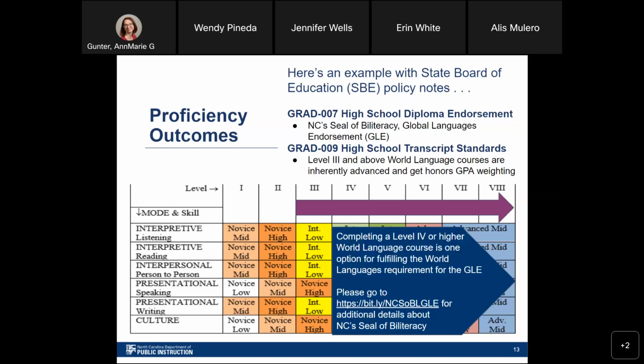And then, as I mentioned earlier on the bridging documents, the state seal of biliteracy, when a student completes a level 4 or higher world language course, that's one option they have for fulfilling the world languages requirement for that GLE, that global languages endorsement. Of course, they must meet requirements as well for English, and they may in fact complete higher levels or take another option to fulfill the world languages requirement for the GLE. But completing that level 4 or higher course is usually the most common option students choose for the GLE world languages requirement. So I wanted you to be aware of those policies because you may get questions or you may already be working with things like your CDM policy or honors levels courses and whatnot.